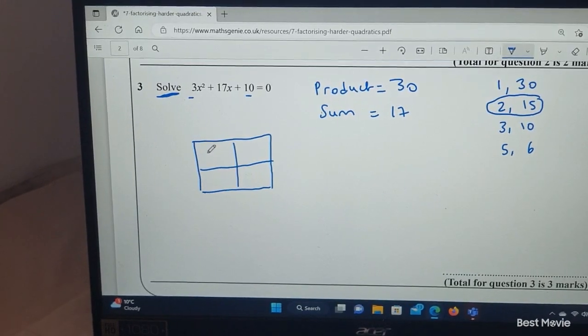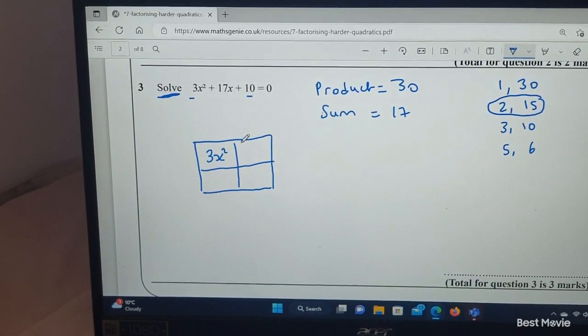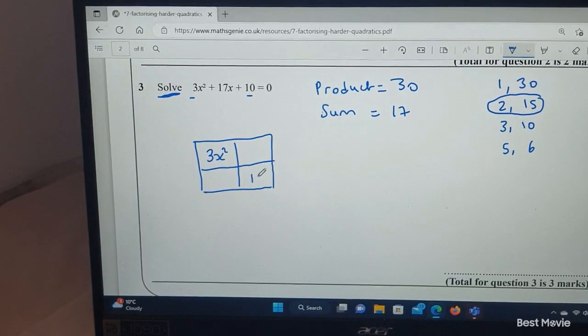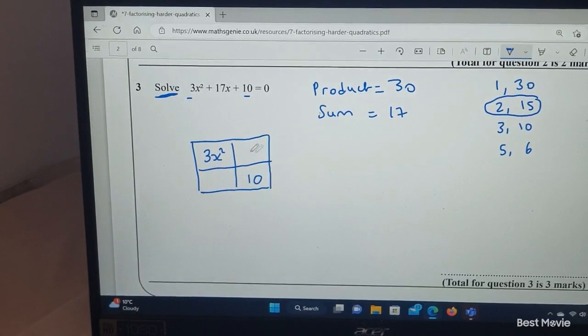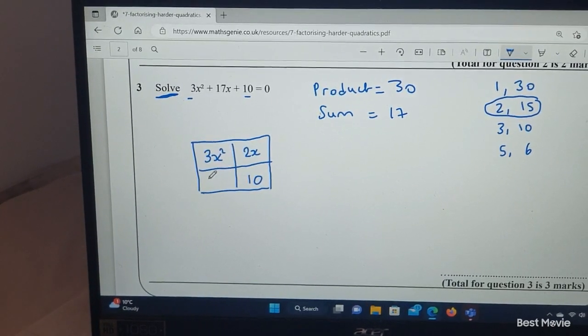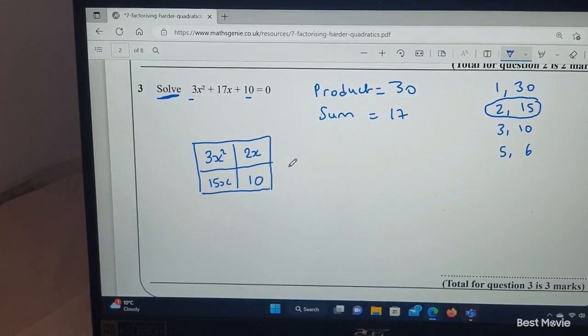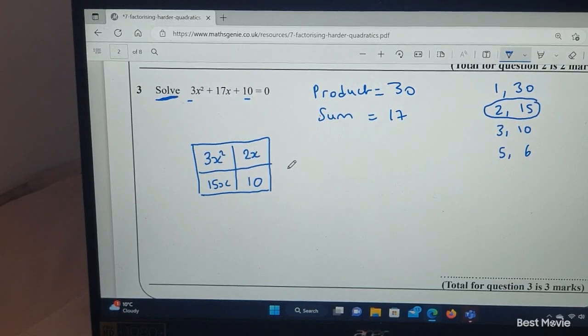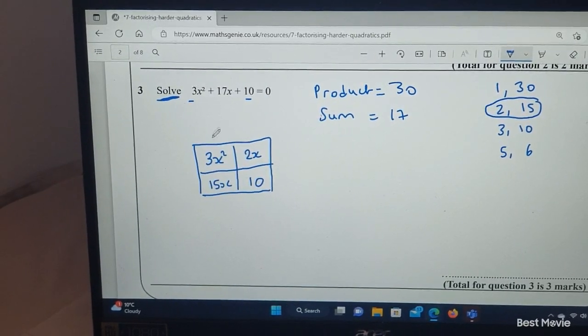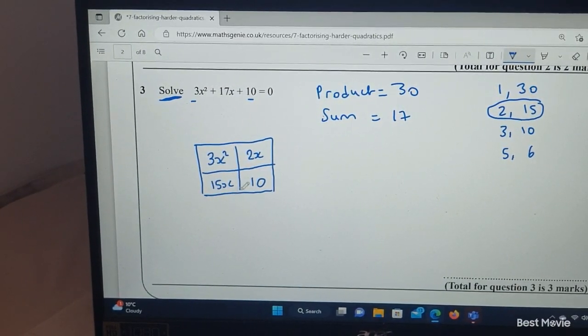So 3x squared should go in here, 10 would go in there, and then we chose 2 and 15, so 2x would go in here and 15x would go in here. So again, you can pause the video and have a go, see if you can find the highest common factor of the numbers. So go column by column and row by row.